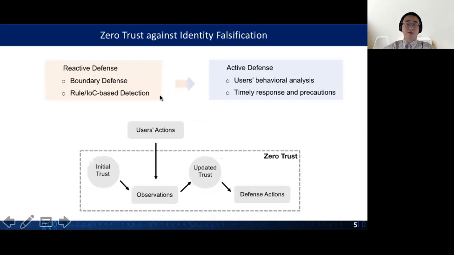Comparing with the reactive defense on the left that relies on the boundary defense and the rule-based detection, we achieve active defense based on analyzing users' behaviors to provide timely response and precautions. The defender assigns a low trust for all the users that can be either legitimate or virtual, and then obtains observations based on users' actions. And then they update their trust and then take defensive action based on the trust.